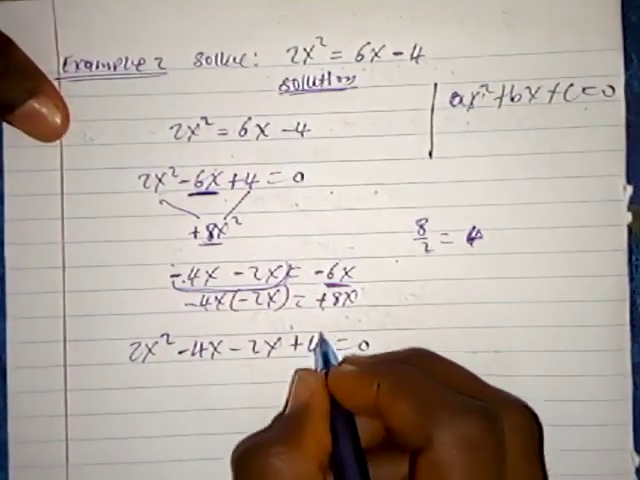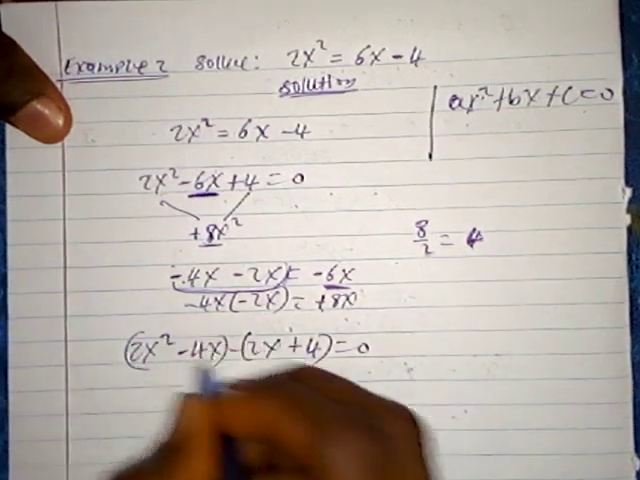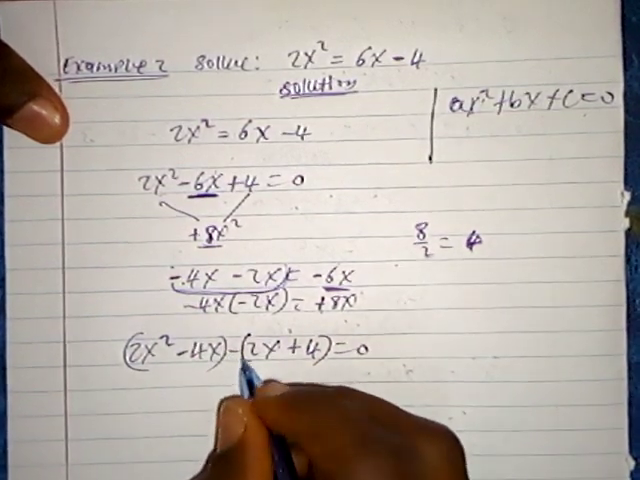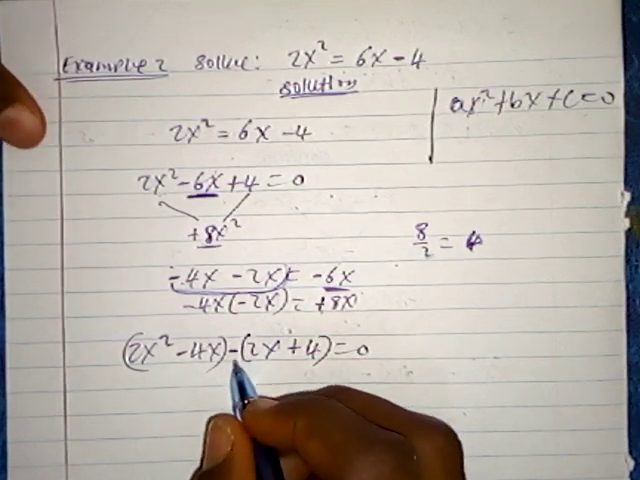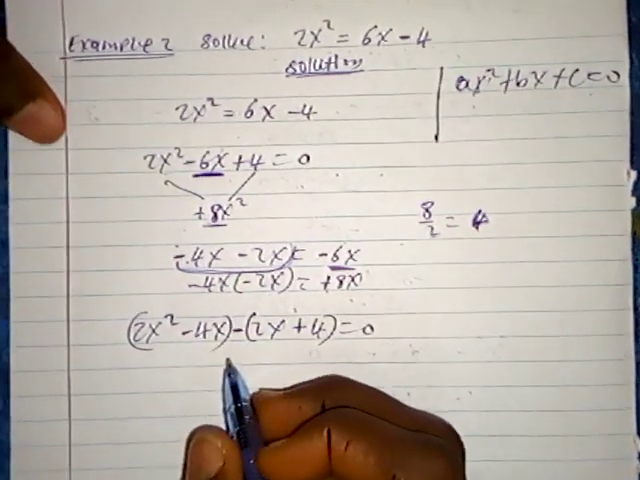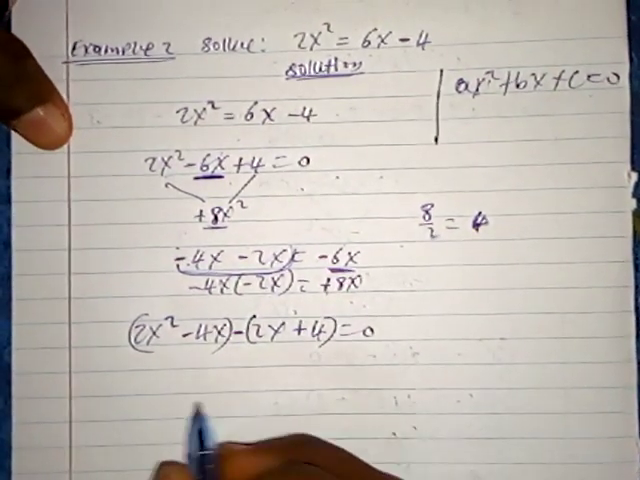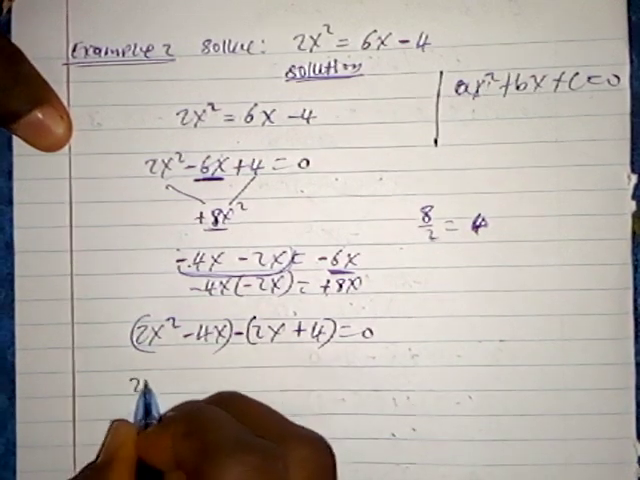Next step, we group them, and we leave a sign between the brackets, right? Always remember that. The first example, it was plus, and the second example now is minus. Now we find a common factor in each bracket. The common factor here is 2x.